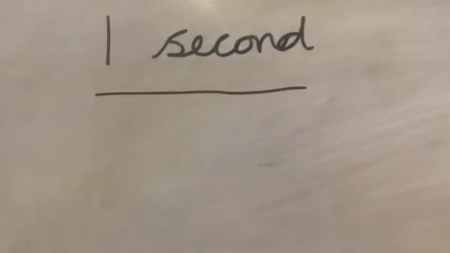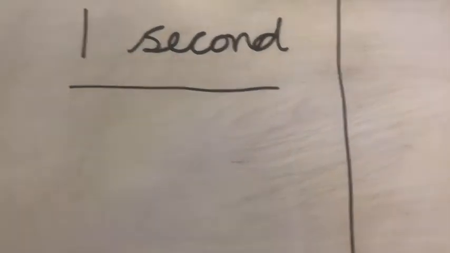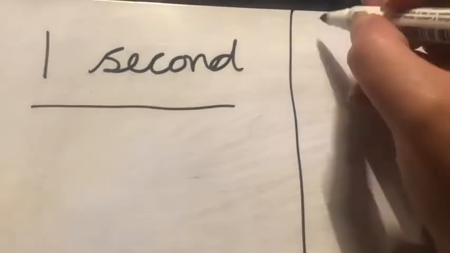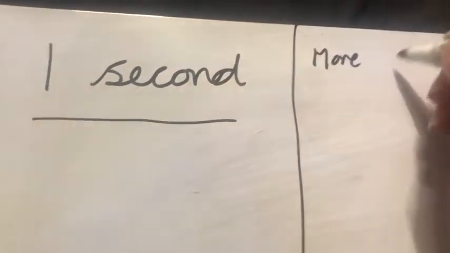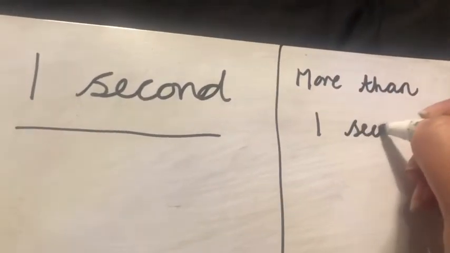So I'm going to show you. So we're doing 1 second. So if at the top of your book you can write 1 second, you may want to split your book. It's totally up to you how you want to lay this out. And then you might write more than 1 second, because you don't know yet. It's your challenge and you're going to work it out, okay?